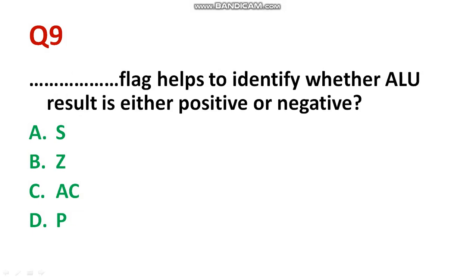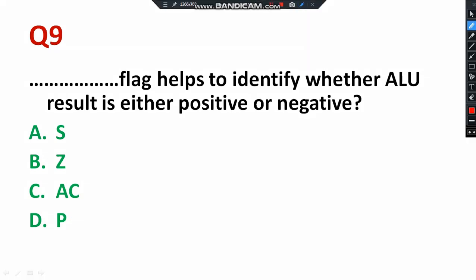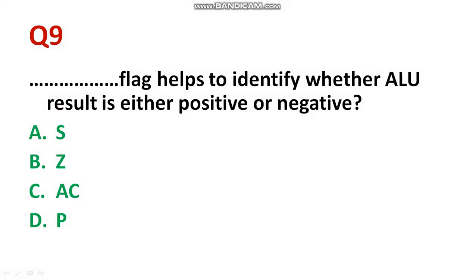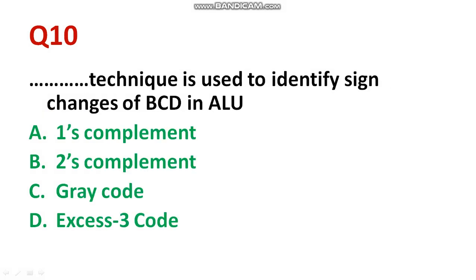Now question number 9, please read it out. Dash flag helps to identify whether the ALU result is positive or negative. Of course, you can select the first option, that is called the sign flag. What is the importance of the sign flag? If the ALU result is a positive number, the sign flag is equal to 0. On the opposite side, if the ALU result is a negative number, the sign flag is equal to 1. Anyway, you can make this out in hexadecimal operations. You can identify the sign also.